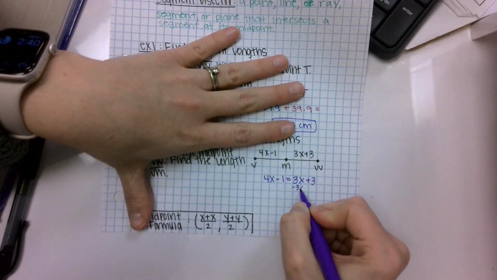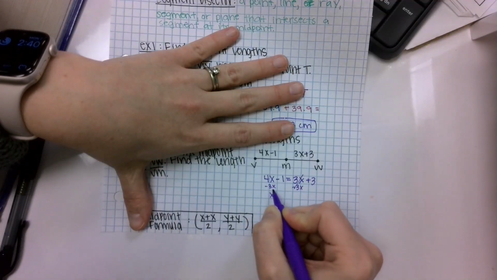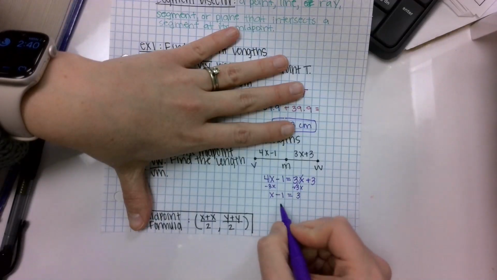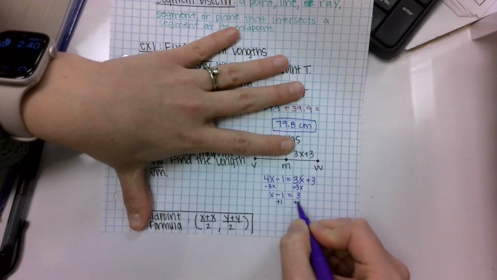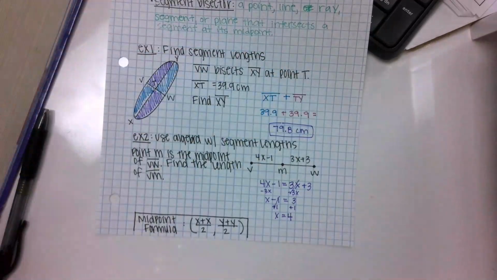I'm going to subtract 3x from my x's. 4 minus 3 is 1, so 1x. I'm going to add 1 to both sides, and I get x equals 4. Now this isn't my answer because it didn't tell me to find the value of x. It says to find the length of VM.